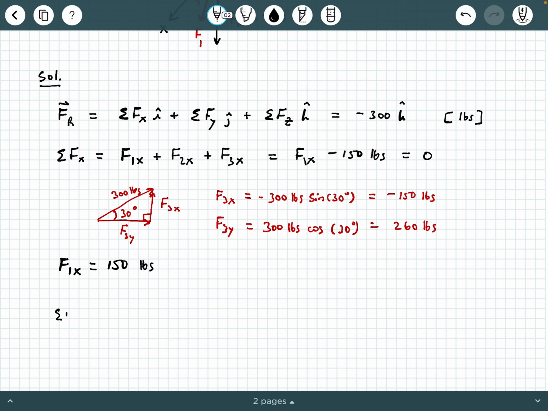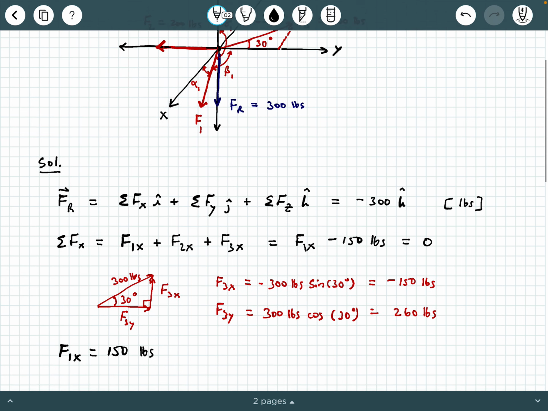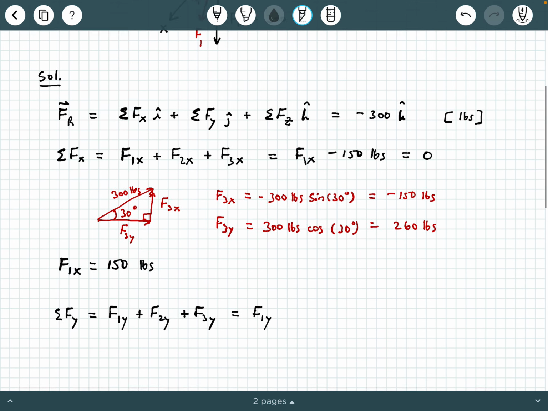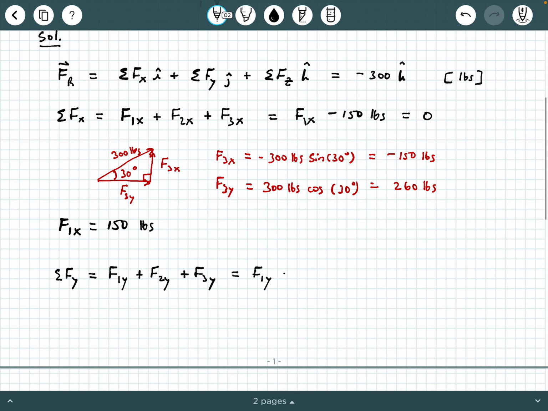So let's write that out. The sum of the forces in the y direction equals F1y, which we're trying to find, plus F2y plus F3y, okay? So we're going to say equals, again, we're looking for F1y. We don't know that yet. What about F2y? We go back to the original figure, and we see that F2 is pointing purely in the negative y direction, right? So it's only got a y component, and it's pointing in the negative y direction. So I'm going to say minus 200 pounds, okay?